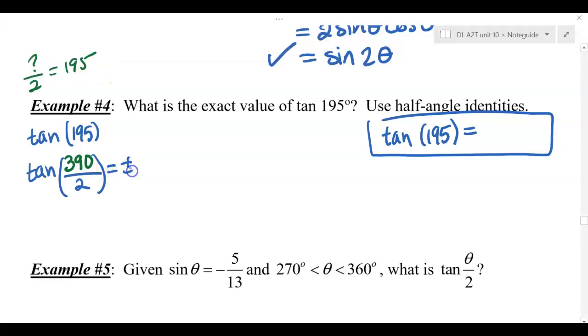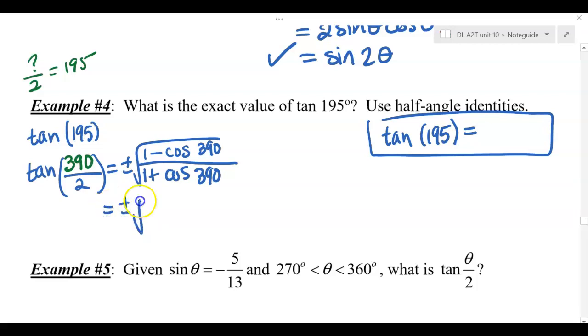So it says plus or minus square root, and then it says 1 minus cosine theta, or alpha or theta, whatever you want to call it. So alpha is not 195, it's 390. And then it's 1 plus cosine of 390. So 390 is basically like a 30-degree angle. They're coterminal because it's one whole time around the circle and then 30 degrees. So the cosine there is rad 3 over 2. So this is 1 minus rad 3 over 2 over 1 plus rad 3 over 2.